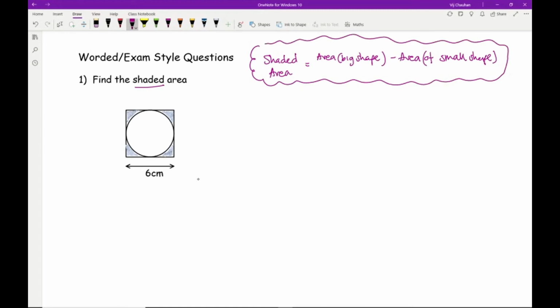So in this one, what we've got is I can see a square and I can see a circle. So the shaded area is the big shape, which is obviously the square, take away the area of the circle. So the shaded area equals the area of the square minus the area of the circle. So the first thing I need to do is work out the area of the square. To do that, all I need to do is multiply the two sides together. So it's going to be 6 times 6, which is 36 centimetres squared.